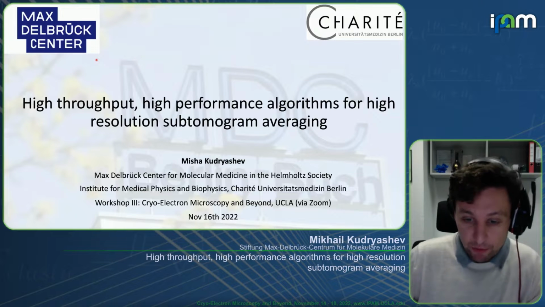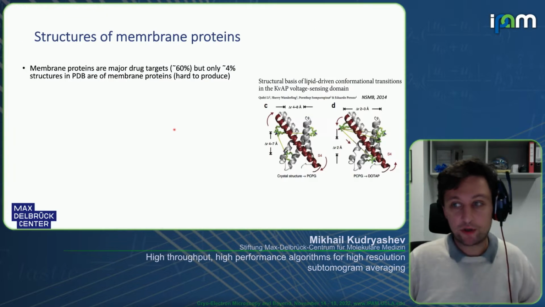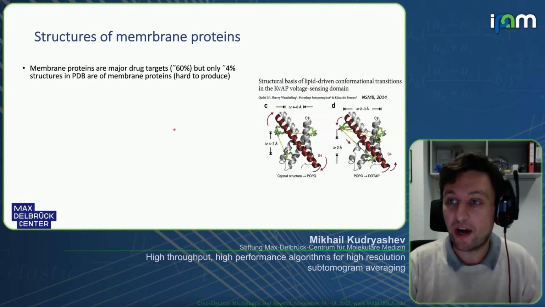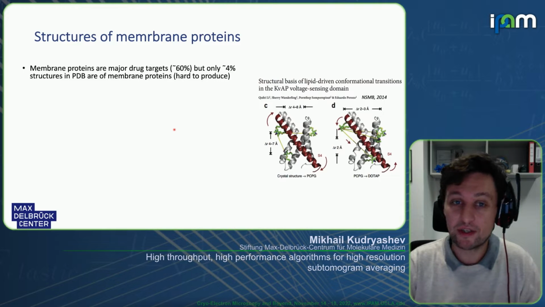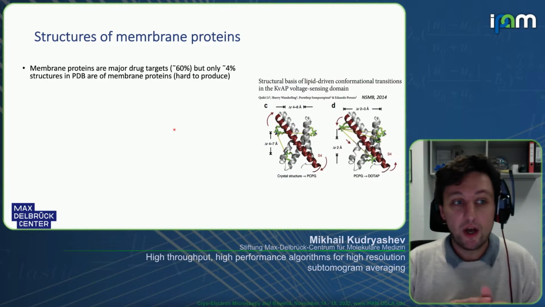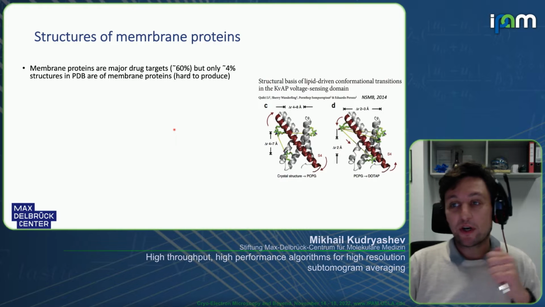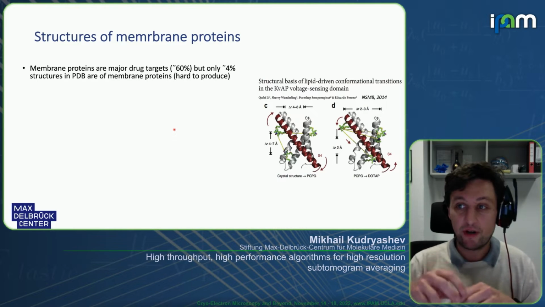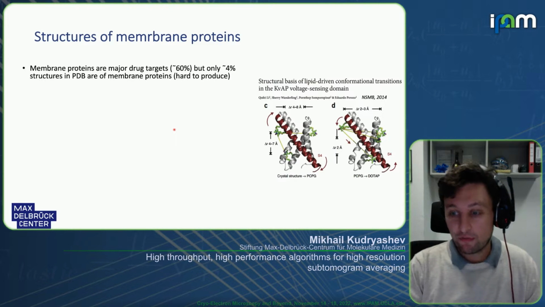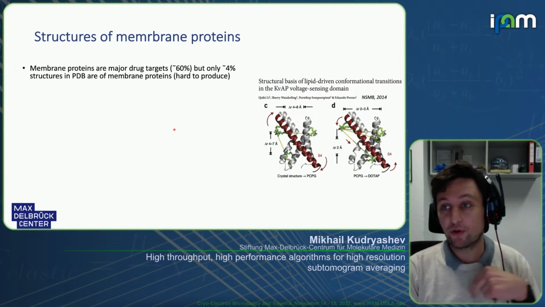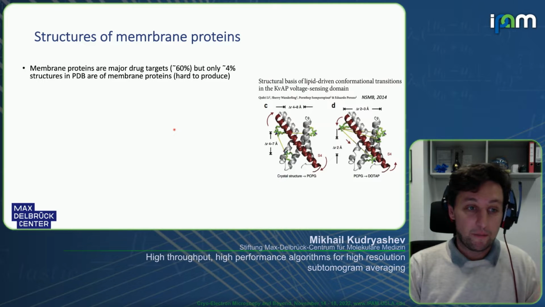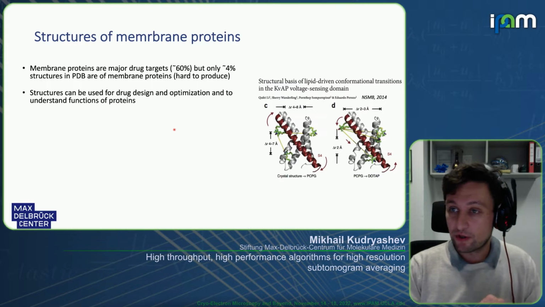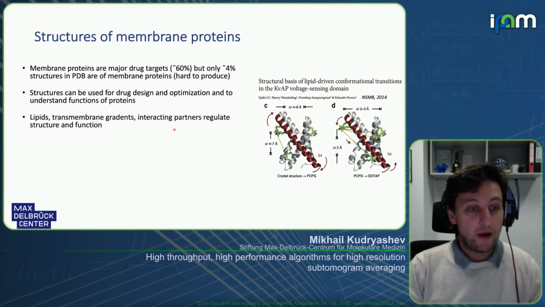So we're interested in membrane proteins. Membrane proteins are interesting because they're major drug targets, and almost over half of drug targets in the modern market are targeting membrane proteins. But it's very hard to get the structures out of them, mostly because historically they've been more difficult to purify. And structures of membrane proteins are generally hard to produce because we first need to extract them from the membrane. And then, those structures can be used for drug design and to understand how these proteins function, which is also important.